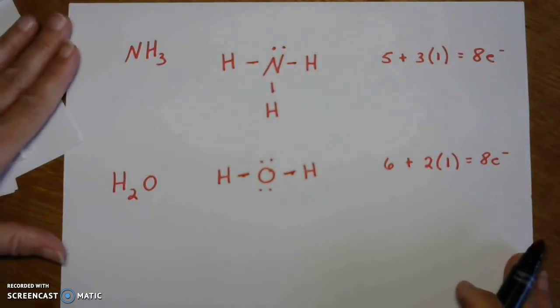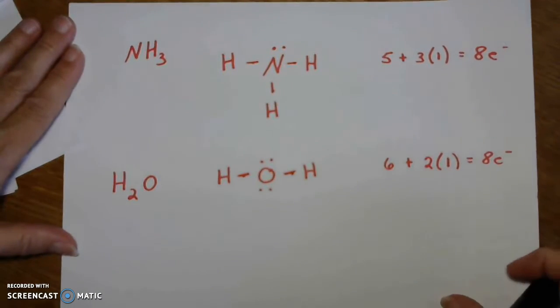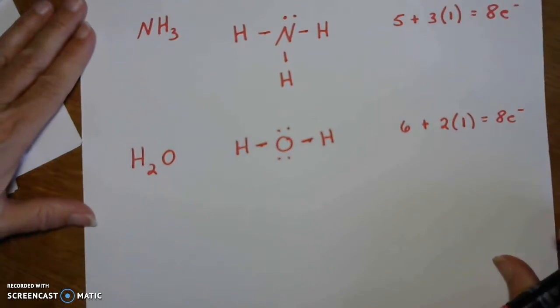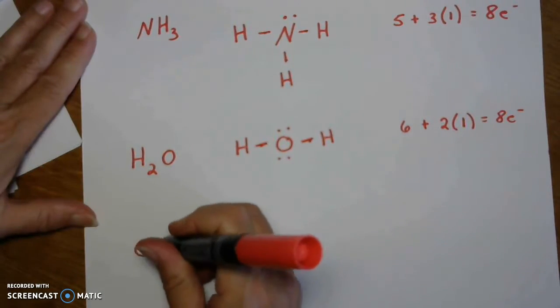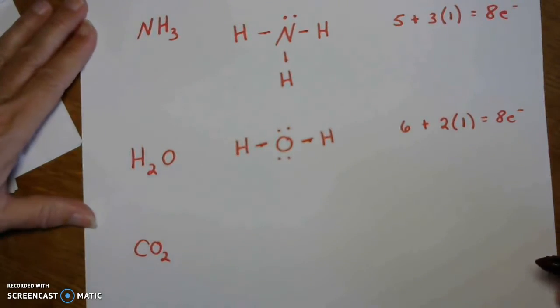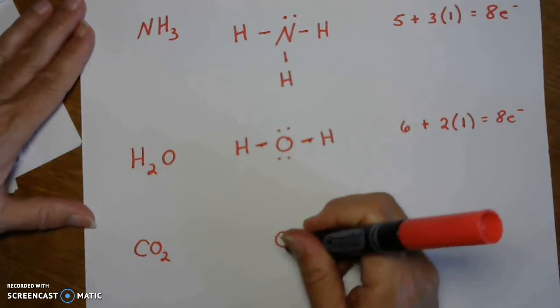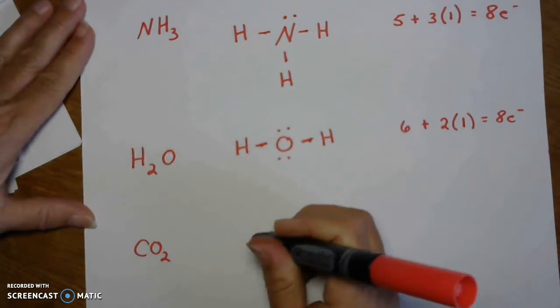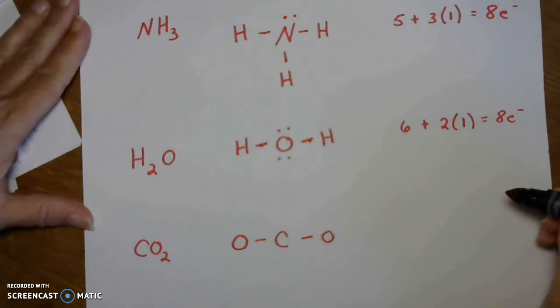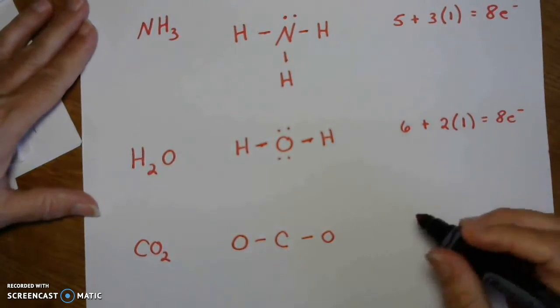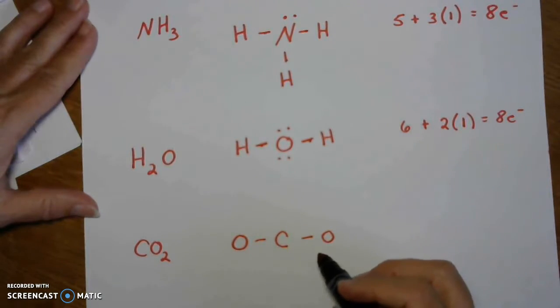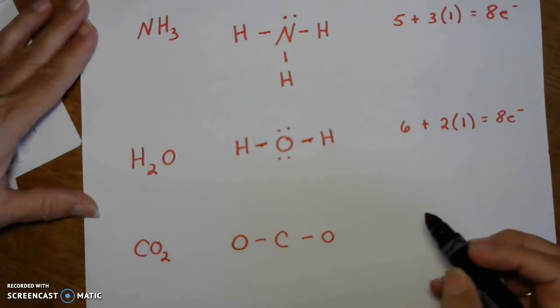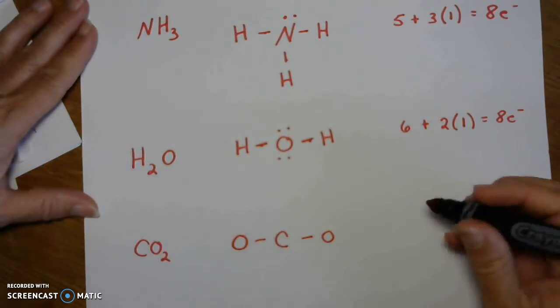So let's look at something that's a little more complicated. Let's look at carbon dioxide. Okay? Let's put the carbon in the middle, and we're going to put the oxygens on the outside. Partly I did that because there's only 1 carbon and 2 oxygens. The one that's by itself I put in the middle.